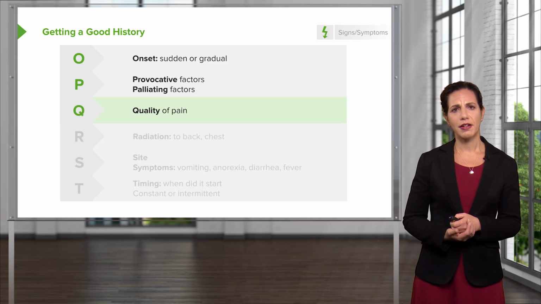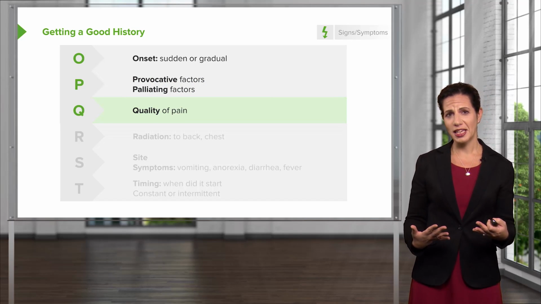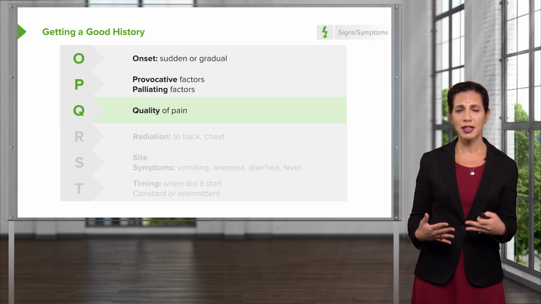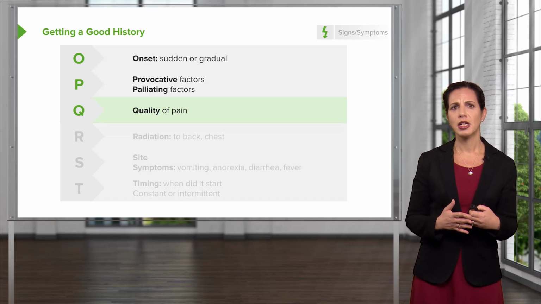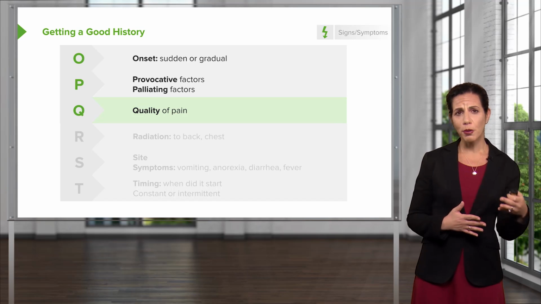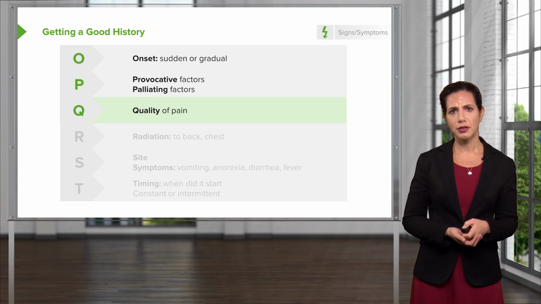Q is the quality of the pain. So is it that dull, achy pain? Is it a crampy pain? Is it a sharp and stabbing pain? Having the patient describe their pain to you can be a useful piece of information that can help you form your differential diagnosis.